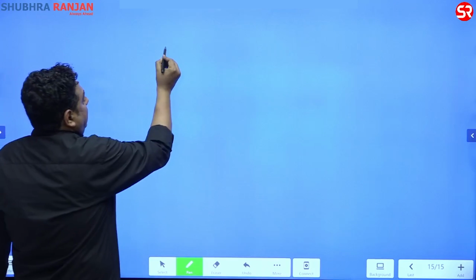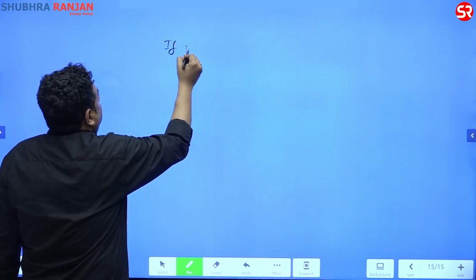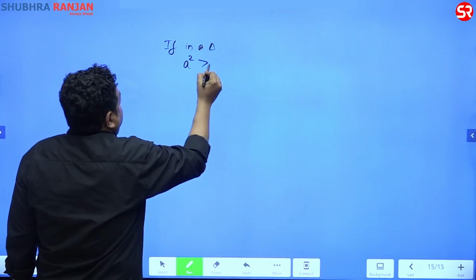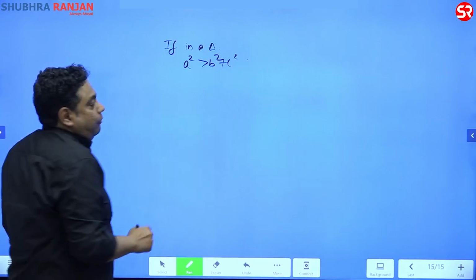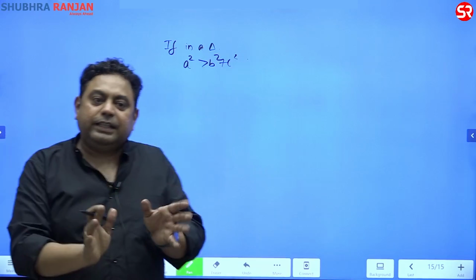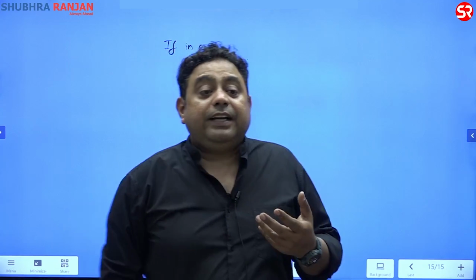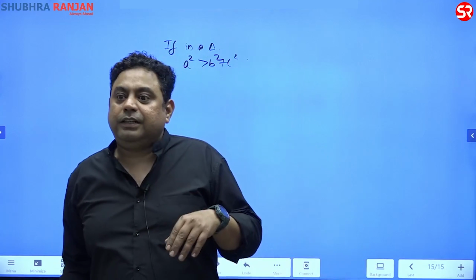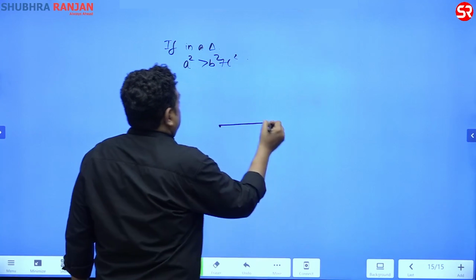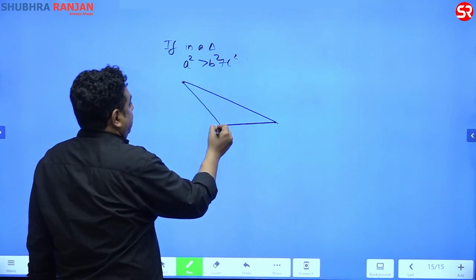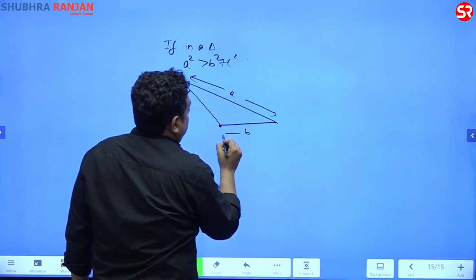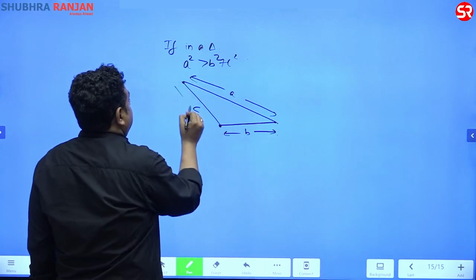If in a triangle, A square is greater than B square plus C square, now what is A? A is the greatest side. Over here A is the greatest side, and once I square it, I realize that A square is greater than B square plus C square. In that case, you get an obtuse angle triangle. This is A, the greatest side. This is B, and this is C.